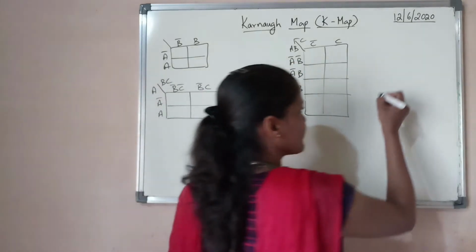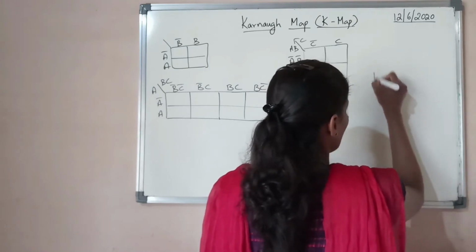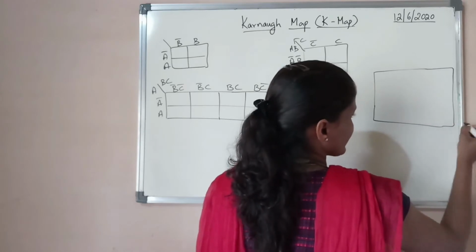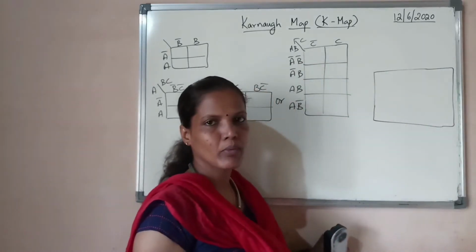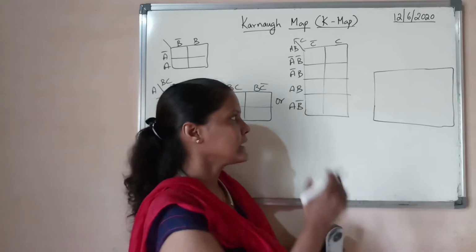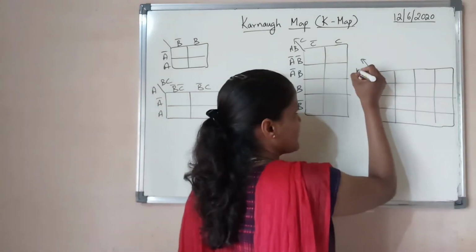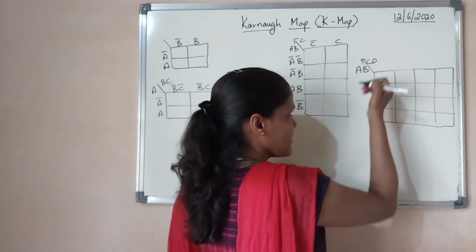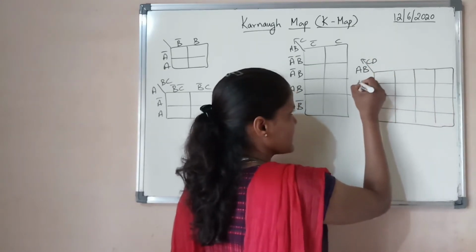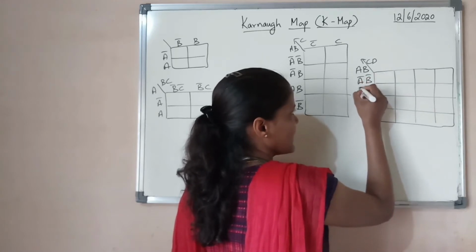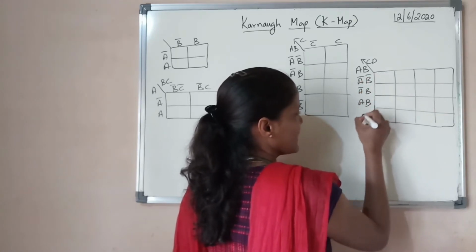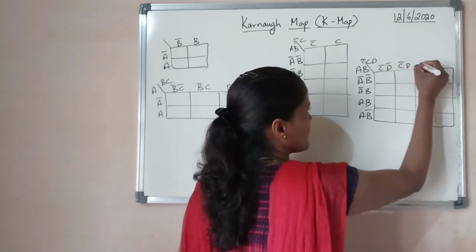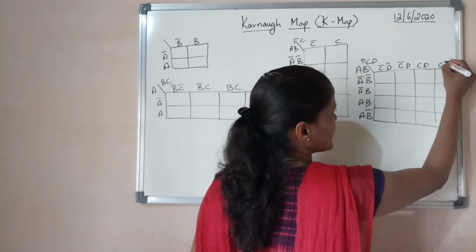When I'm having 4 different variables, the K-map will be, I'll be getting 16 cells. 2 to the power of 4 is equal to 16 cells, and the structure will be like this. I'm having 4 variables, A, B, C, and D. So here I'm going to write A, B variables, here C, D variables: A bar B bar, A bar B, A B, A B bar. And here C bar D bar, C bar D, C D, C D bar.